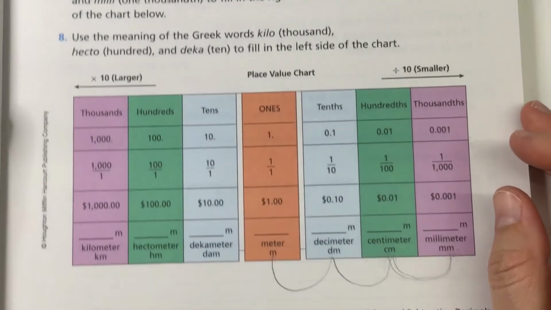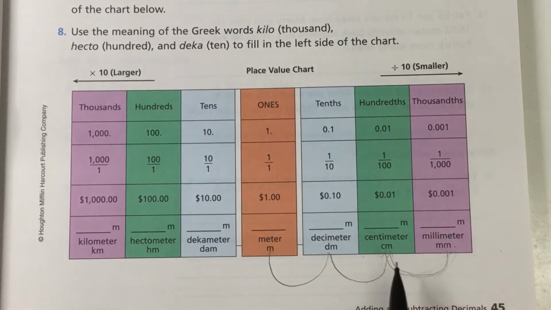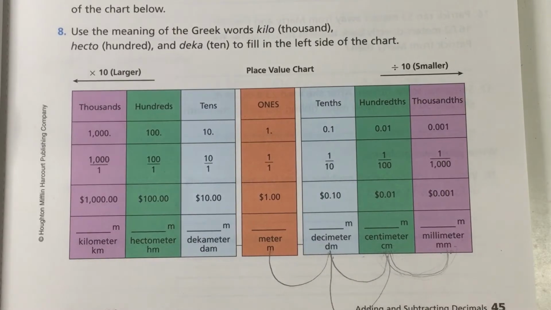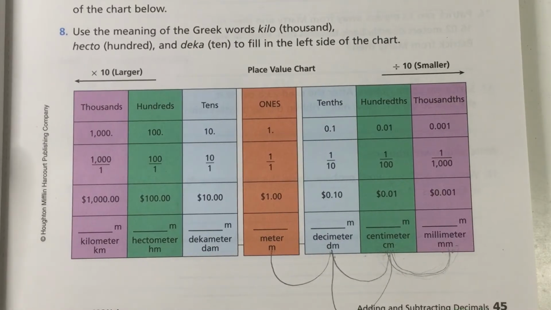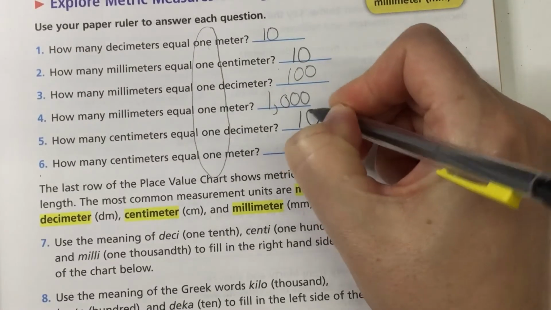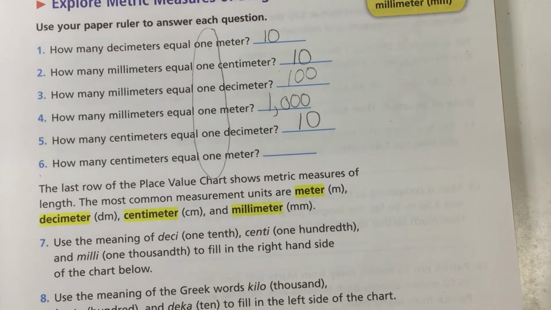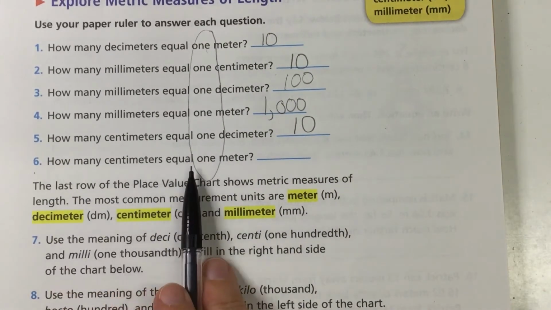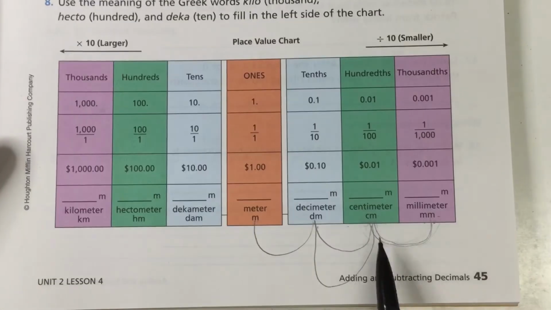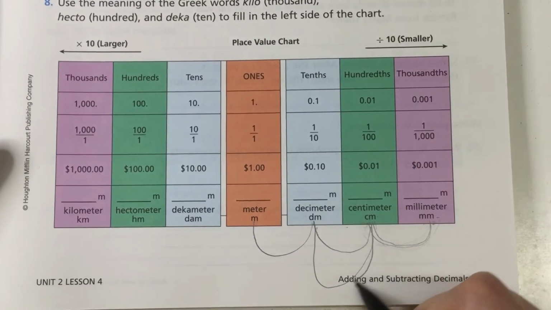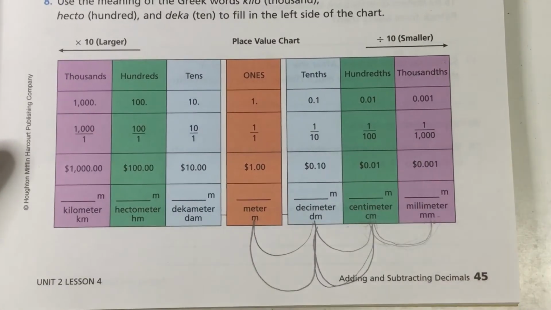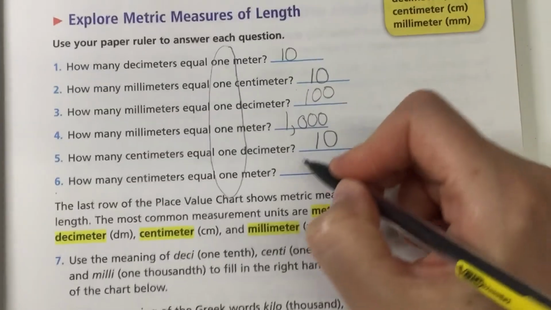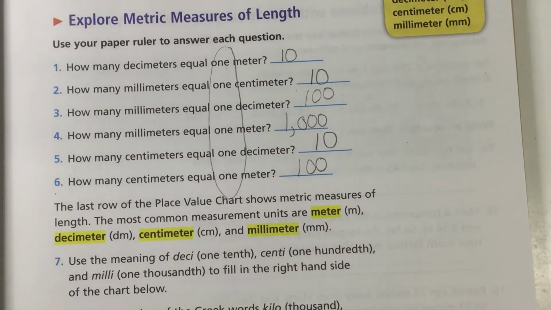How many centimeters equal 1 decimeter? So here's our centimeters. Here's our decimeters. That's 1 hop, right? So 1 hop is 10. 1 zero per hop. How many centimeters equal 1 meter? Here's our centimeters. 1, 2. 2 hops, 2 zeros. 2 zeros, okay.